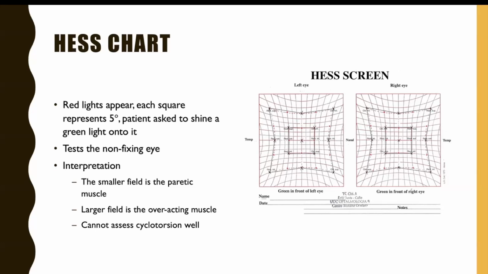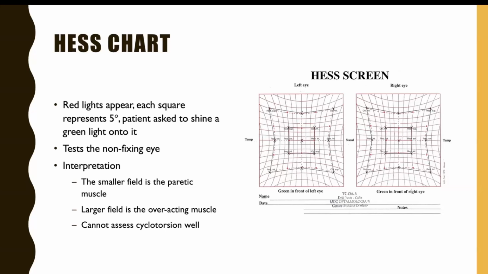And then the patient is asked to shine the green light onto it, and the movements of the non-fixating eye are then looked at. And the way you interpret it is that when you're looking at both fields, the smaller field is usually the one that is the problematic one that will have the paretic muscle. The larger field is where you can see your overacting muscles.